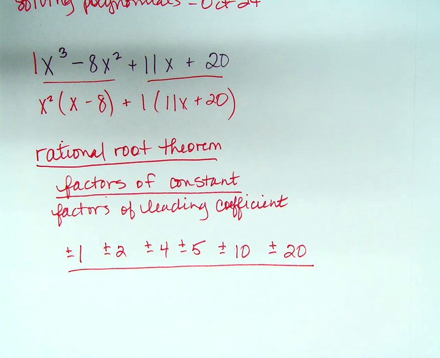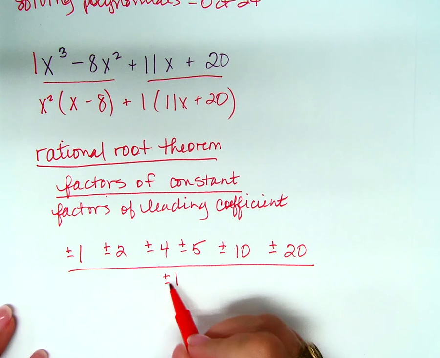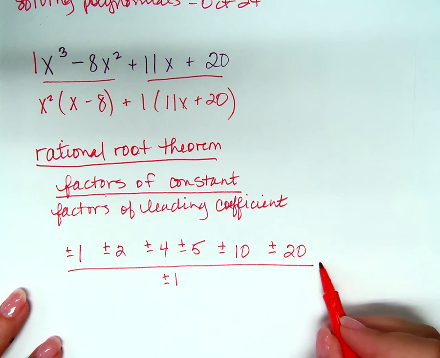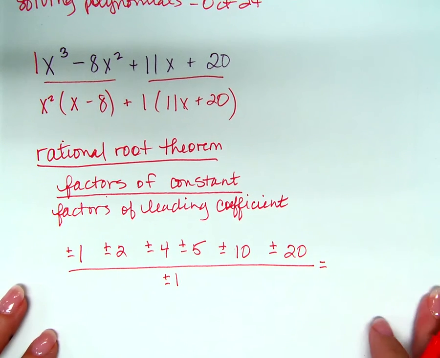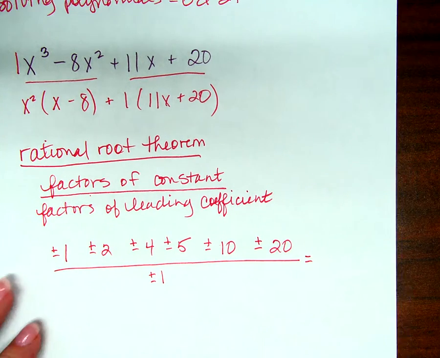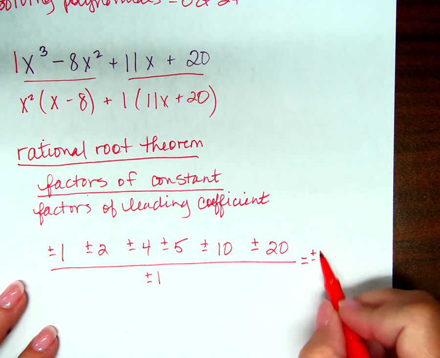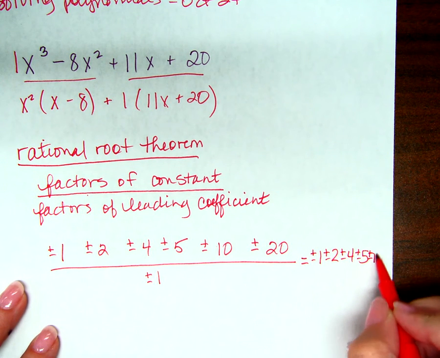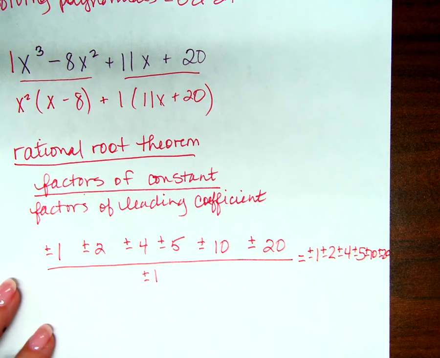This is going to be a hard one. What are the factors of 1? Oh, okay. Do I still have to have plus or minus? Yeah, just in case. Okay. So what do I get if I divide everything in the numerator by 1? Plus or minus 1, plus or minus 2, plus or minus 4, plus or minus 5, plus or minus 10, plus or minus 20.